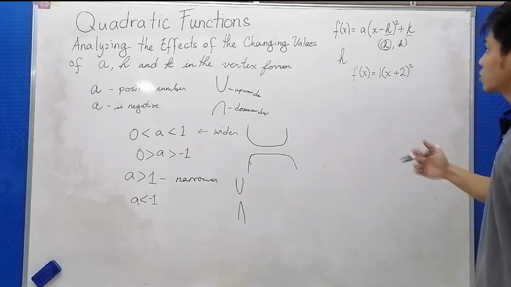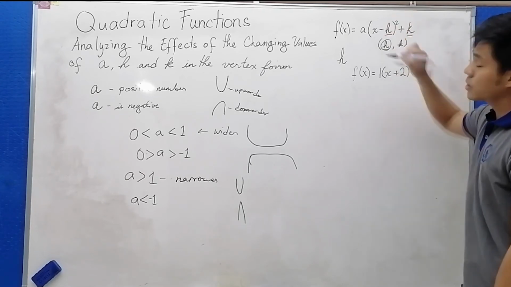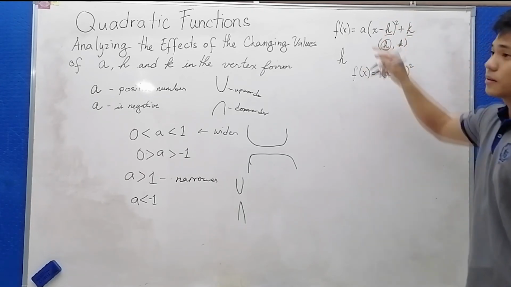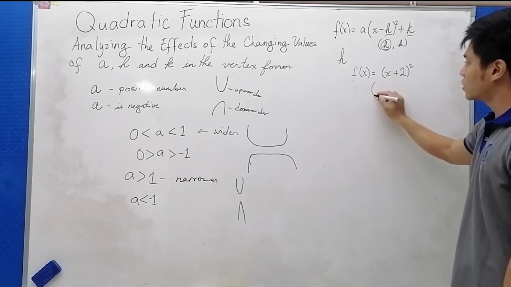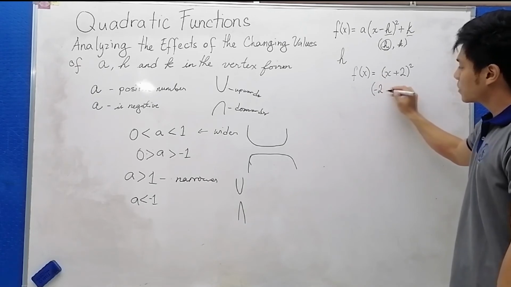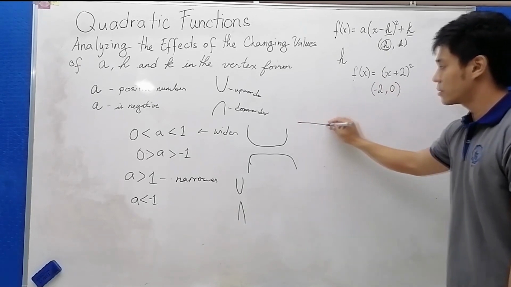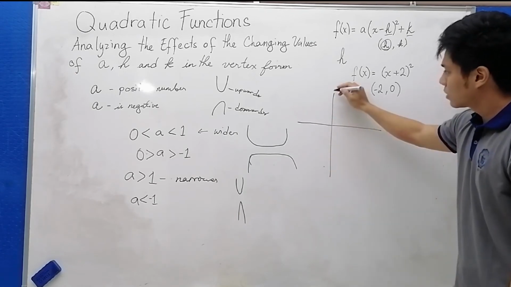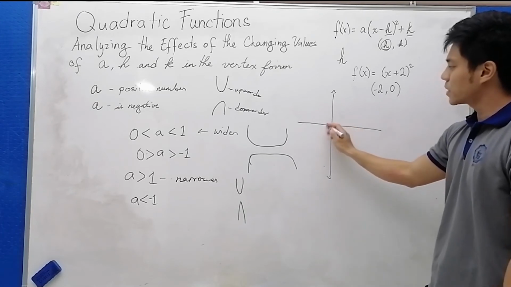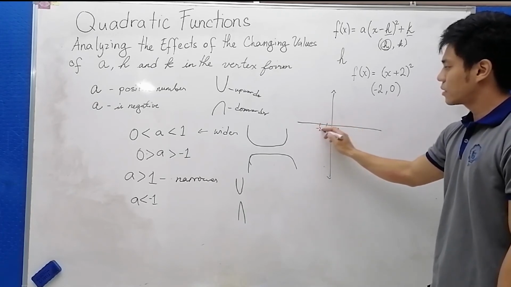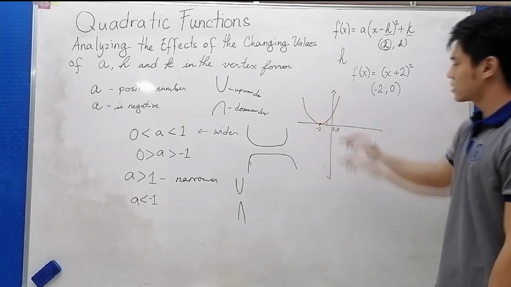Why do we say it moves 2 spaces to the left even if it's positive? Because of the vertex form's equation. The equation of the vertex form has a negative value here. So that means the vertex coordinates of this is going to be negative 2, 0, right? Negative 2, 0. So if we're going to plot it in the Cartesian plane from the origin, we move 2 spaces to the left. That's going to be our vertex for our parabola, looking like this.